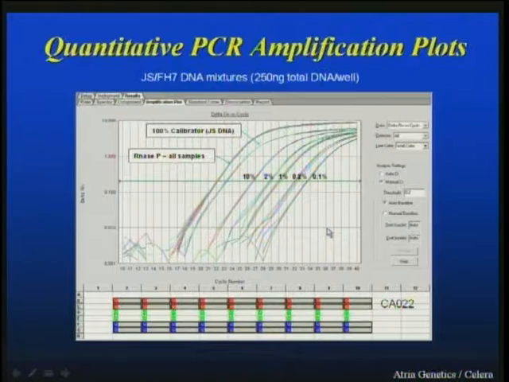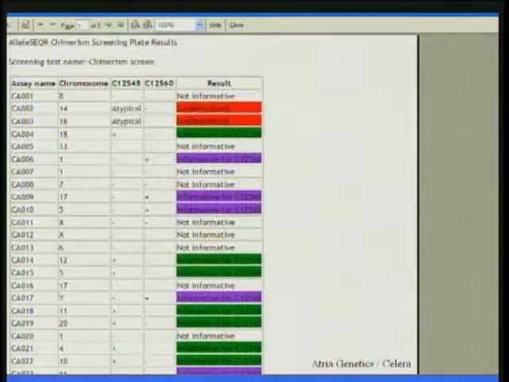The one nifty thing about what the company has manufactured is a program which is very, very user-friendly. So when you set up your screening plate, and here you have an example where you have two different DNAs, the C125-48 and C125-60, you ran them in these screening trays and then you hit a button essentially. And the program runs this analysis for you and tells you exactly which markers were informative and in which direction. So you can see the ones that are in green were informative for C125-48. The ones in purple were informative for C125-60. And then the ones that are not informative or not determined. And then you can choose which ones of these you want to use in your subsequent analysis without having to actually pore over the graphs like we do in the STRs.